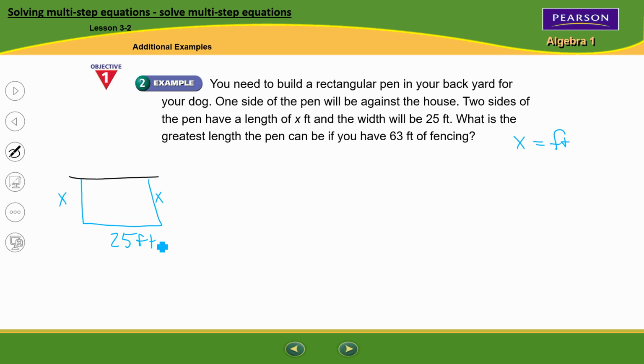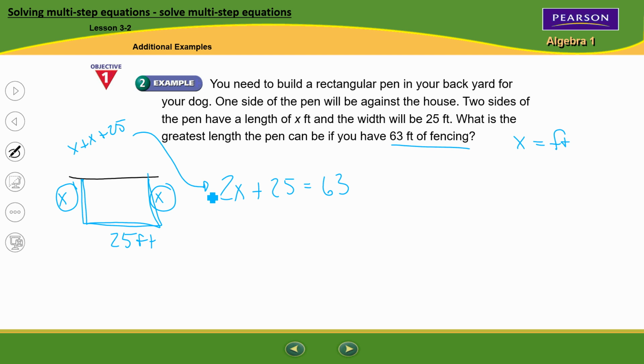Well, that means I've got a total of 63 feet for all of these sides, for this side, and this side. So, I got to add them all up. I got an x and an x here. Combine that is 2x, and I got a 25 here. So we're going to add that on. 2x plus 25, we need this to be equal to 63 feet, which is our total number of feet for the fence. Two-step equation, although I kind of did one step already by combining the x's. So technically, I could have started with x plus x plus 25, but that's the same thing as that.